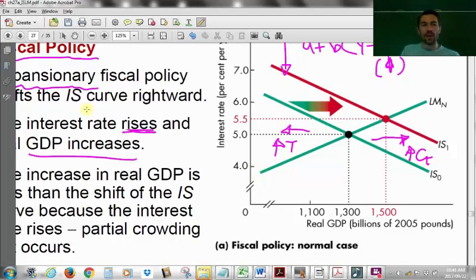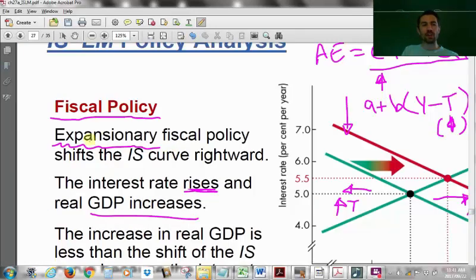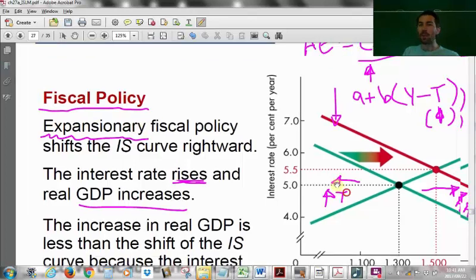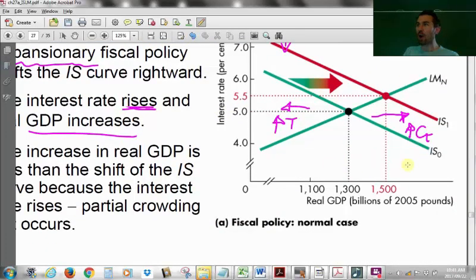Anyway, why do we call expansionary fiscal policy expansionary? In other words, why do we use the word expansionary? Because it expands output. An increase in government spending leads to higher output. That's an expansionary fiscal policy. It leads to more aggregate expenditure, which leads to more output. That's why it's called expansionary fiscal policy.